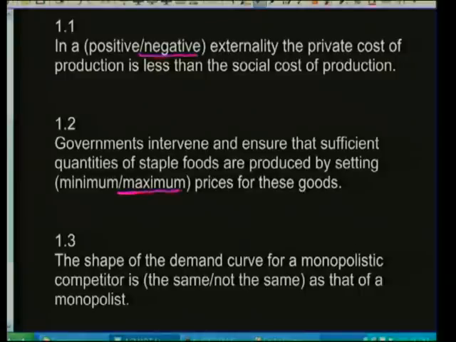But when you look at staple foods, from the side of the producer, he can only charge a certain amount of money, which is then the maximum price, to enable people to actually afford that staple food. So I would say maximum is the best possibility, but in the memo they actually accepted both.